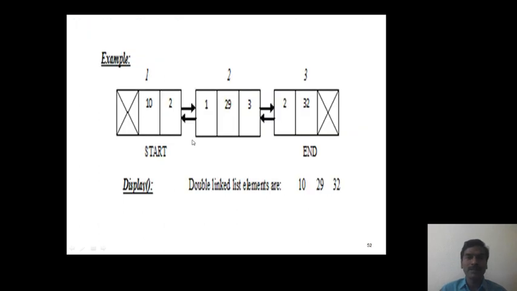Let us example. Now consider, now this one initial status of the double linked list. When we apply display operation, now it prints the output as double linked list elements are 10, 29, 32. If the same list is traversed in backward direction, now the elements are 32, 29 and 10.